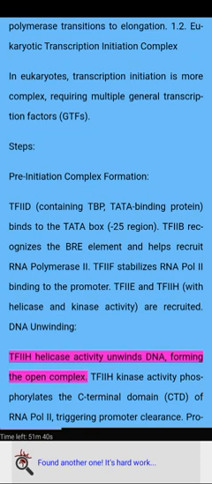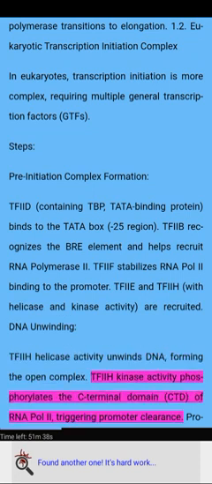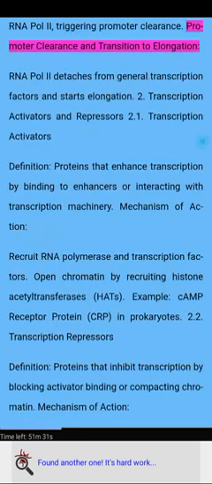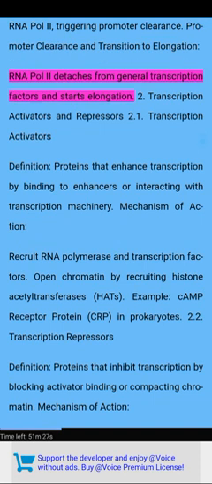DNA unwinding: TFIIH helicase activity unwinds DNA, forming the open complex. TFIIH kinase activity phosphorylates the C-terminal domain (CTD) of RNA Pol II, triggering promoter clearance. Promoter clearance and transition to elongation: RNA Pol II detaches from general transcription factors and starts elongation.